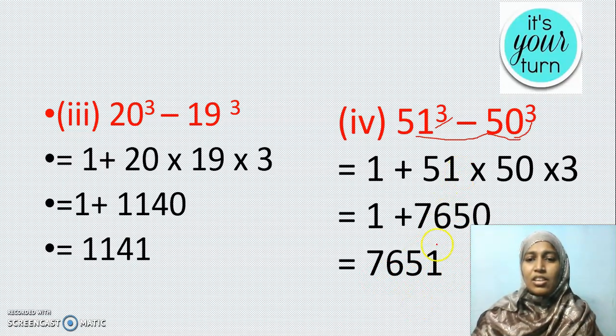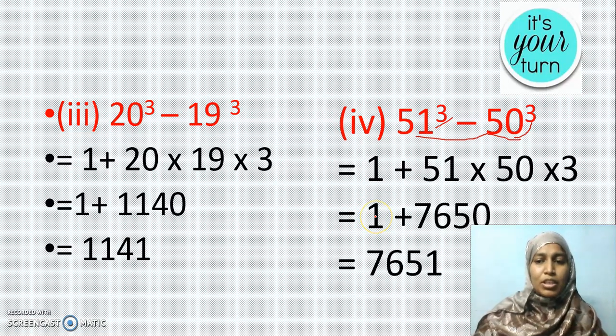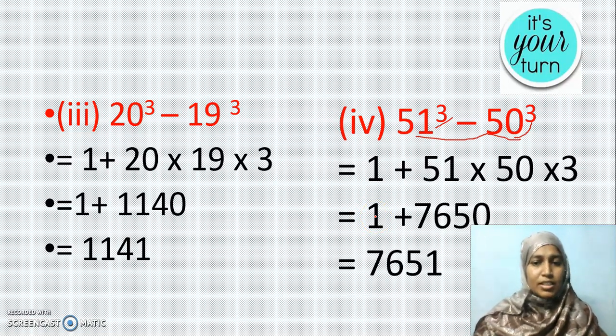Isn't this calculation simpler and easier? Instead of multiplying 51 3 times. And if you think about it, with a bigger number, it will be very tough. So these properties help us to make our work simpler and easier.